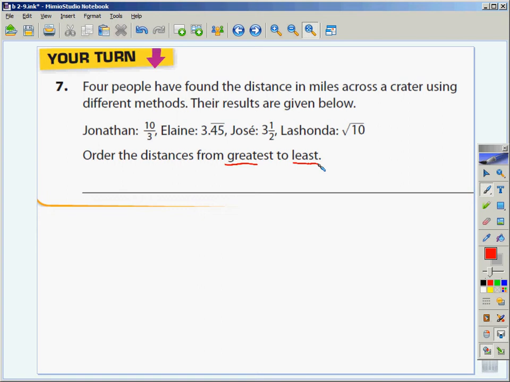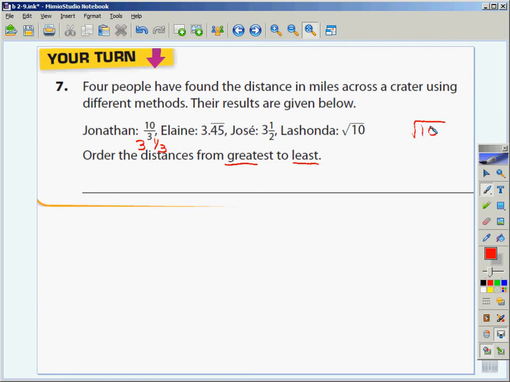10 over 3, what is that? 3 1/3. Or 3.333 repeating, right? 3.45, we could put that into a fraction if we wanted to, but it's 3.45. Which one's bigger so far? 3.45. What's 3.5 as a decimal? 3.5. So 3.5 is bigger. 3.45 would be the next biggest. 3.3 would be the least out of the ones that I have so far.